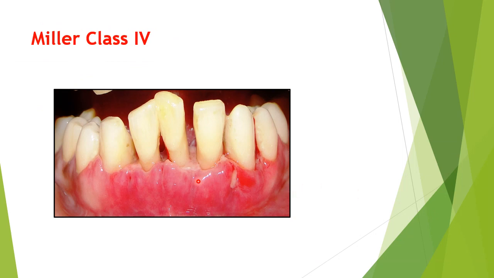In Miller class 4, this photo I have already shown you. Post-operatively, though we have done a flap here, we are not able to do any root coverage procedure here, because if we just coronally advance the flap or laterally advance the flap, it will not be able to be retained here because there is no bone and soft tissue to support this coronal migration of the tissue.